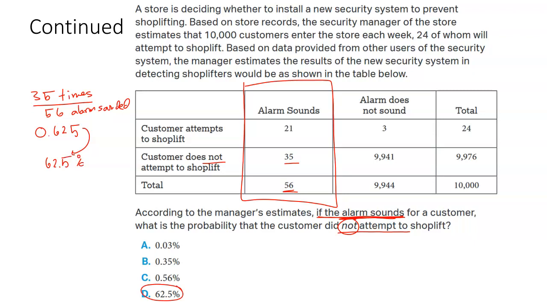But again, we don't even need to do that division. Say we end up with something on a calculator or non-calculator portion. We're looking at, again, realizing that that's close to half. Well, 0.3% is way too low. 0.35% is way too low. 0.56% is way too low. These are all less than 1%. All of these values were found by using 10,000 as the denominator instead of the 56. And that's the trick with the two-way table, making sure you have the appropriate denominator.